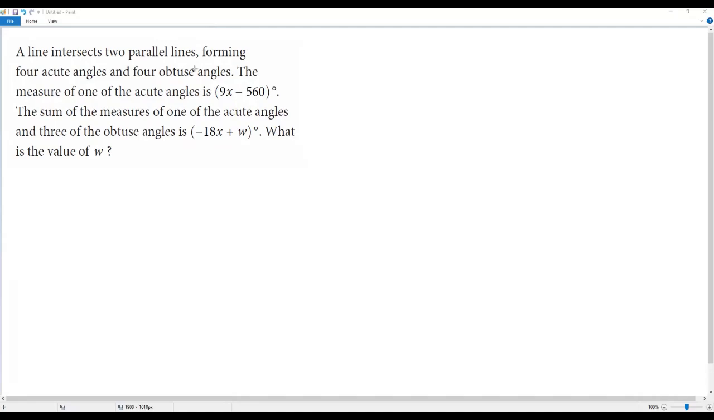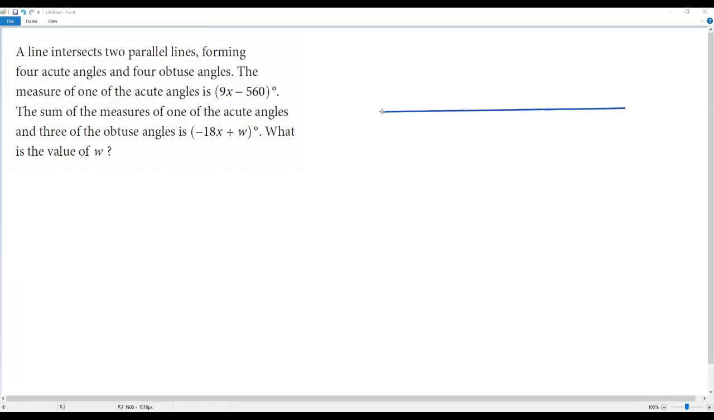A line intersects two parallel lines forming four acute angles and four obtuse angles. The measure of one of the acute angles is 9x − 560 degrees. The sum of the measures of one of the acute angles and three of the obtuse angles is −18x + w degrees. What is the value of w?